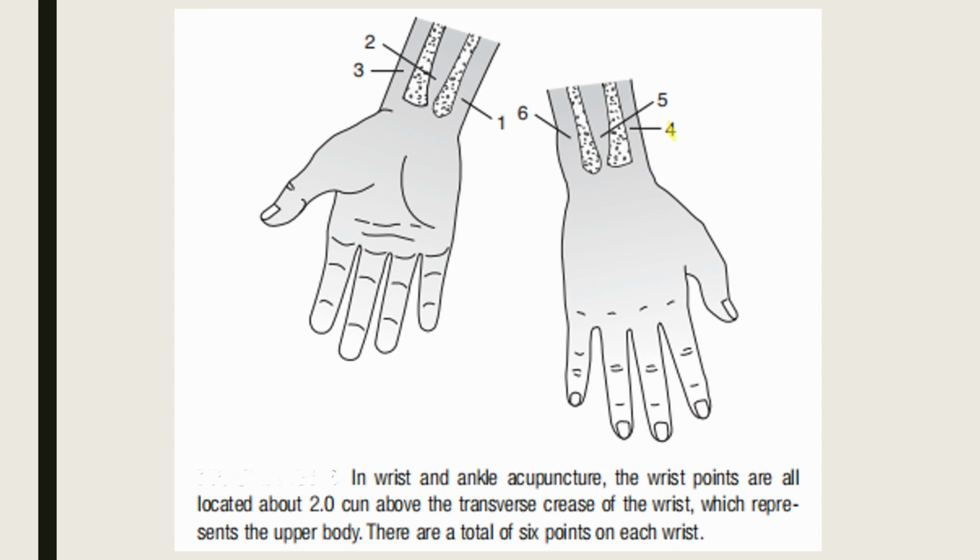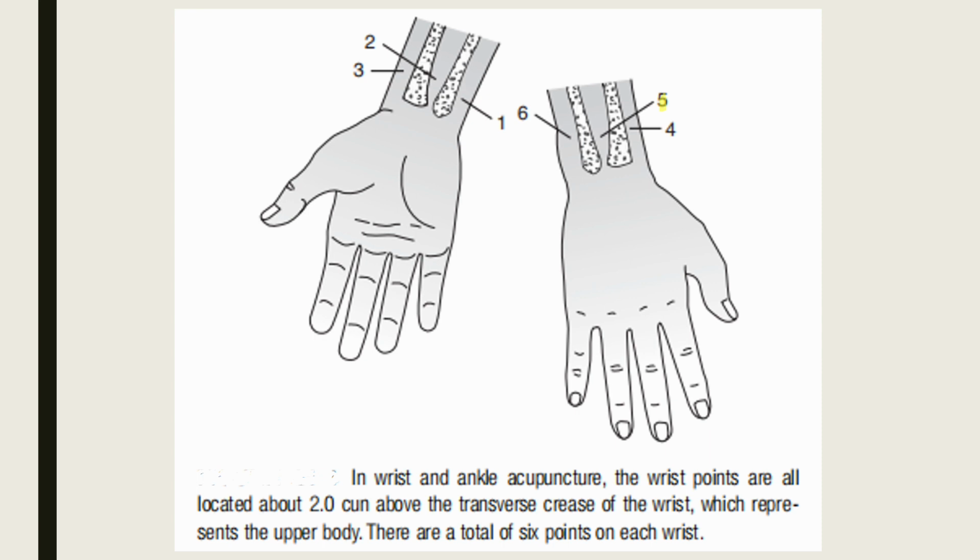Upper 4. Location: with the palm facing the body, on the lateral border of the radius. Indications of upper 4: pain in the vertex, tinnitus, deafness, disorders of the temporomandibular joint, frozen shoulder, and pain in the chest below the armpit.